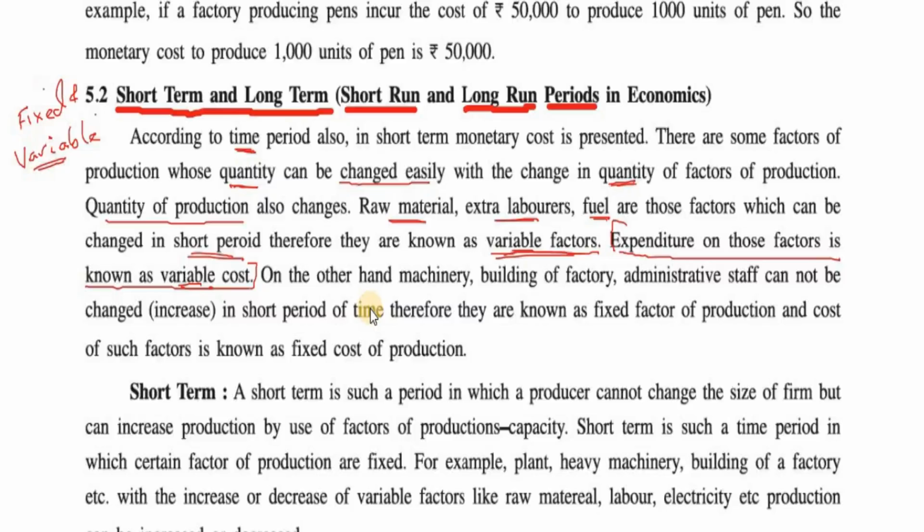On the other hand, machinery, the building of the factory, the administrative staff, or we can say the permanent staff, cannot be changed, means increase or decrease in short period of time. So they are called fixed factor of production, and the cost of such factors is called fixed cost of production. So we have fixed cost, right? So fixed and variable. Fixed means which cannot be changed in the short term, and variable which can be changed in the short term. Let's take an example.